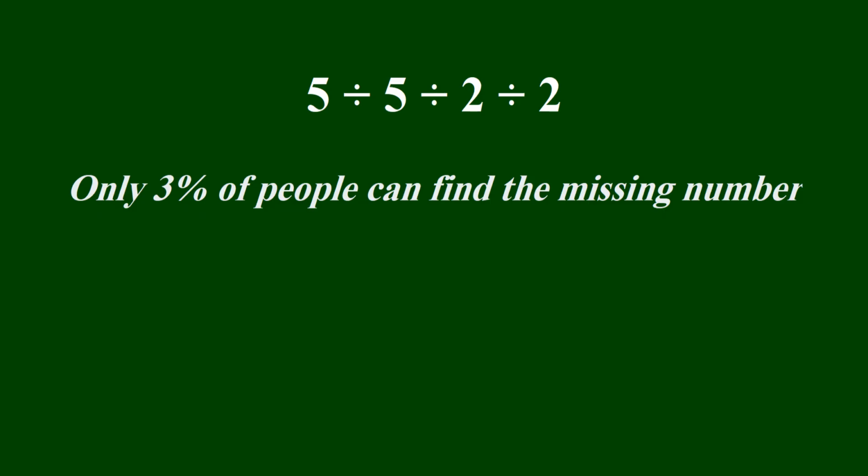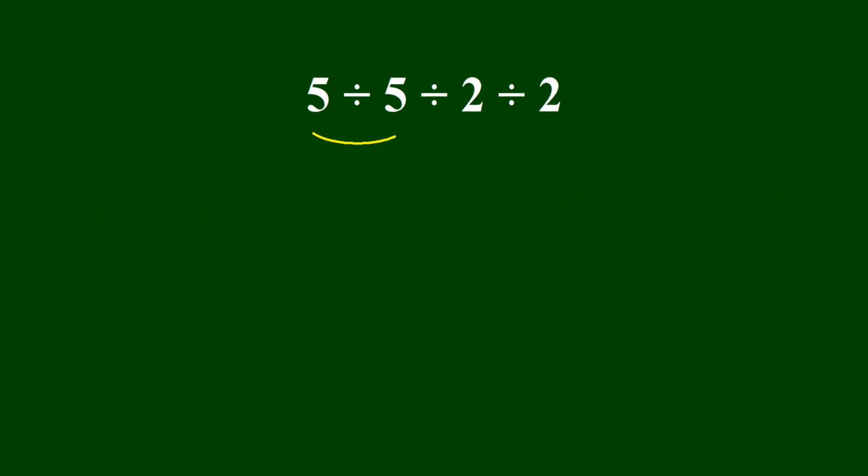Ahead in this video, 5 divided by 5 equals 1 and 2 divided by 2 equals 1. Now we have this problem, 1 divided by 1 which equals 1. But this answer is not correct because according to the order of operations we must do this division, then this division, and at last this division.